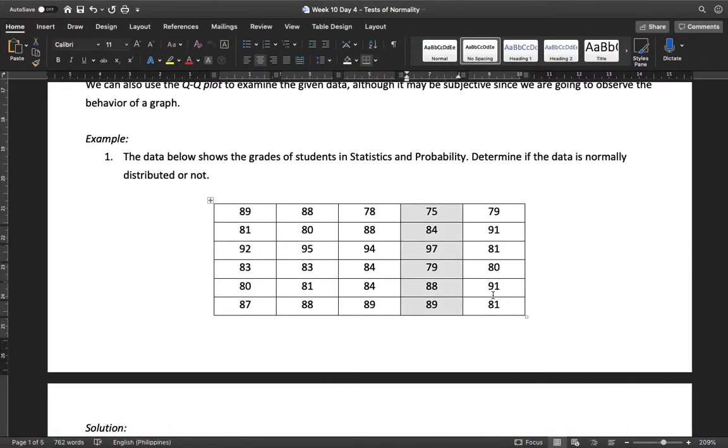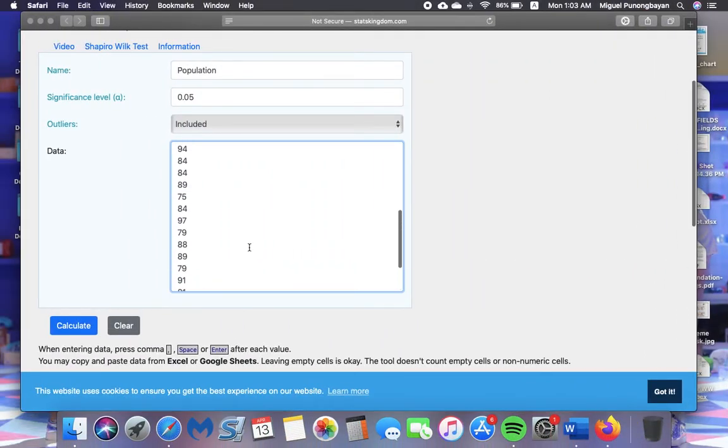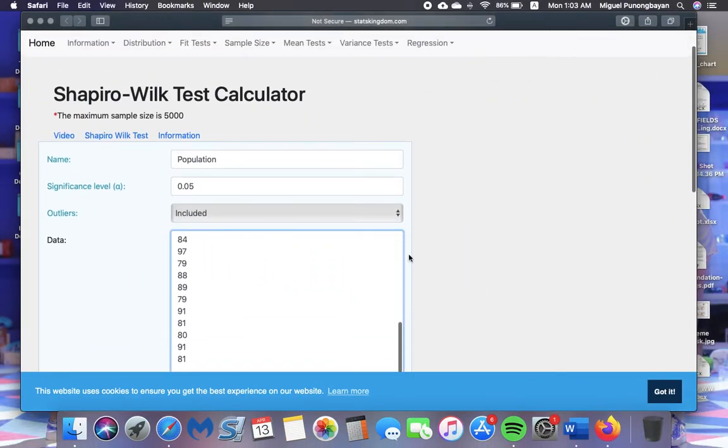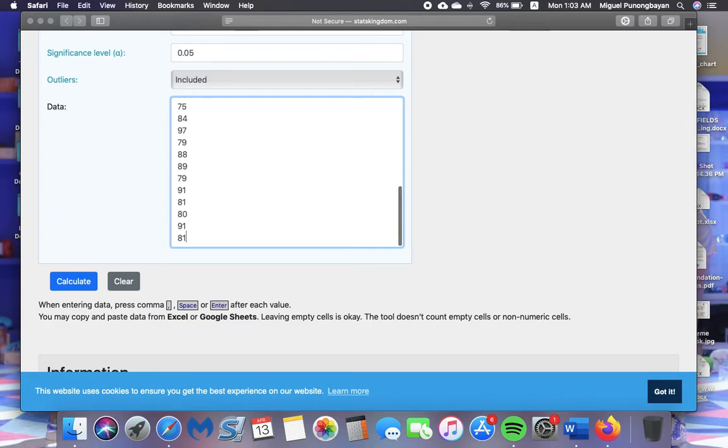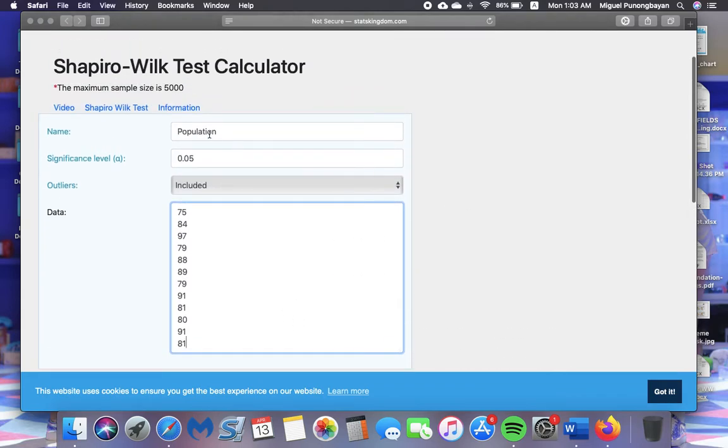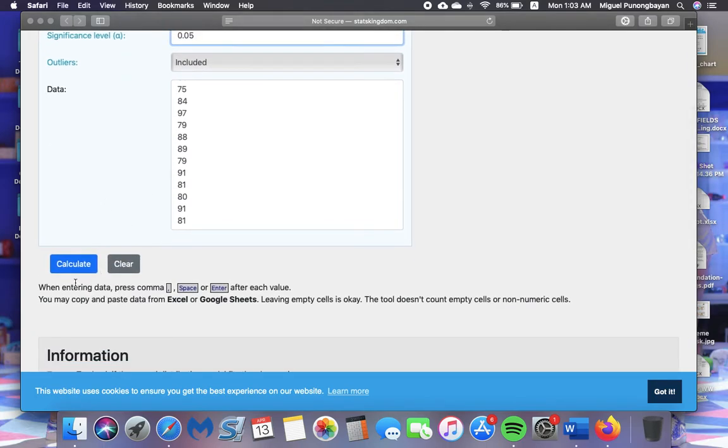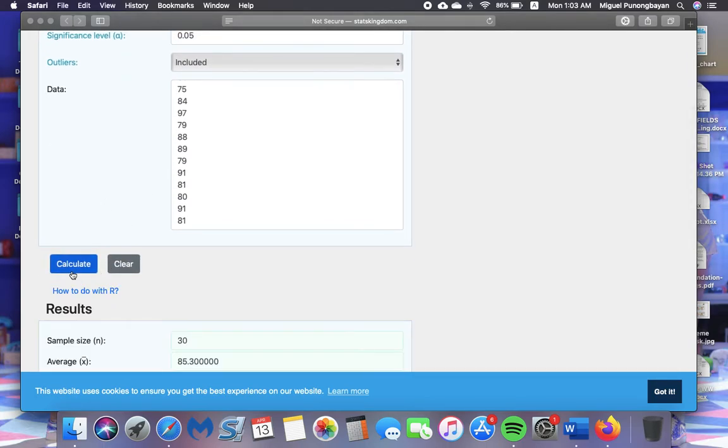4 and 5. So, check natin kung na-input ba natin lahat. Wala tayong mga spaces like ito, may space. So, input lang natin significance level 0.05. Lagi namang 0.05 gagamitin natin, okay? And calculate.